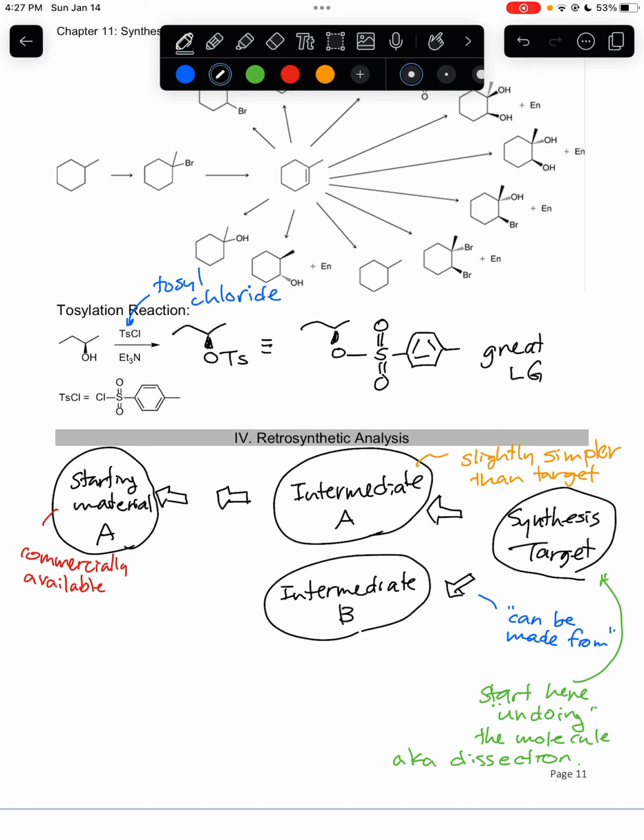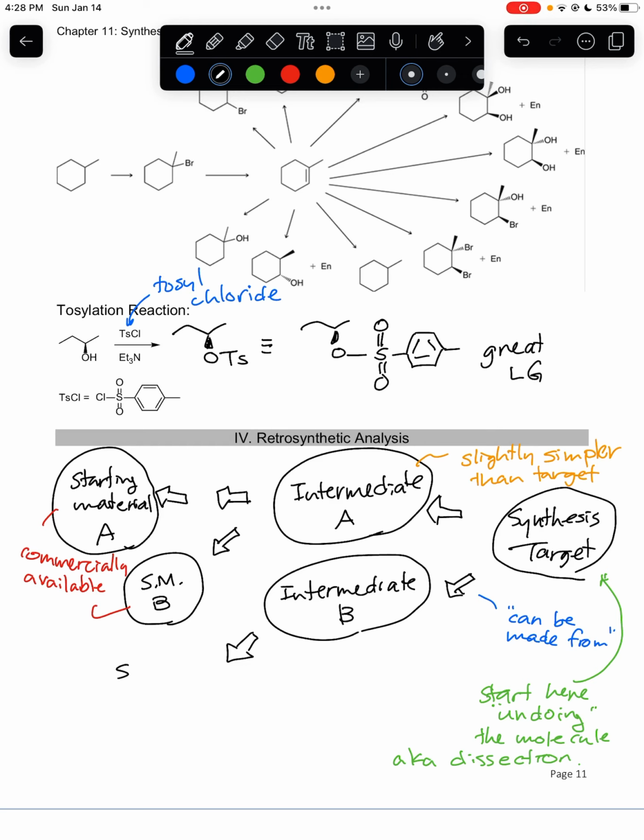And then that would complete a proposed synthesis. Maybe you could make this same synthetic intermediate from another starting material B, and you have that idea. That's great. If both of those are commercially available, then that makes for a good starting material, or at least a good candidate, right?